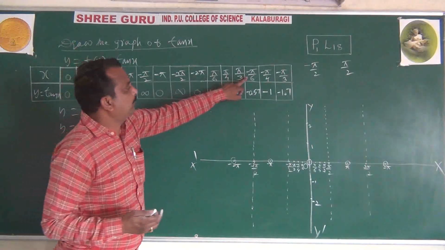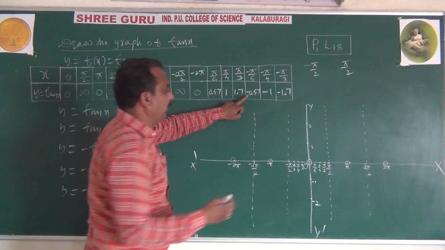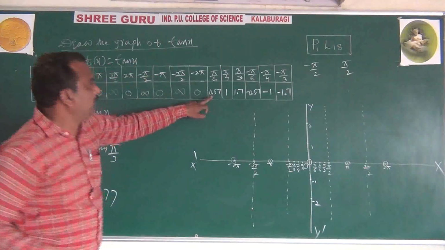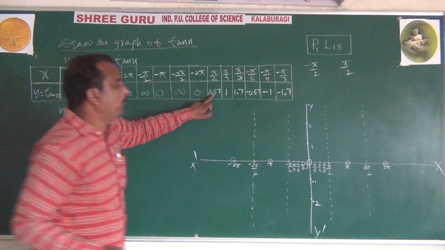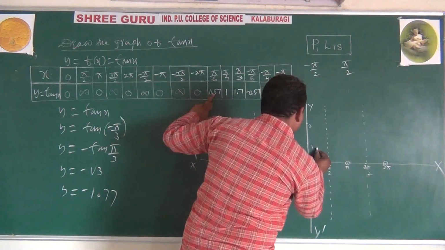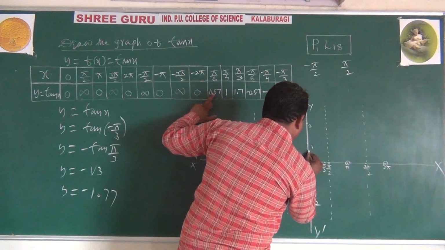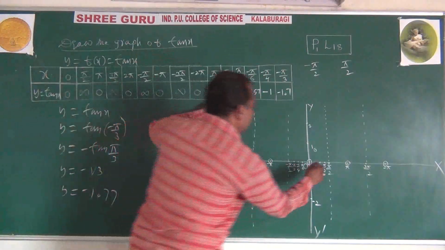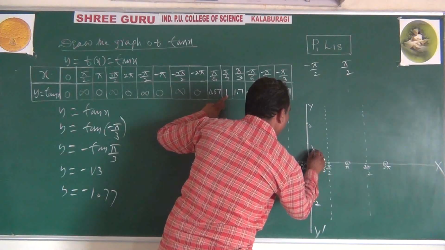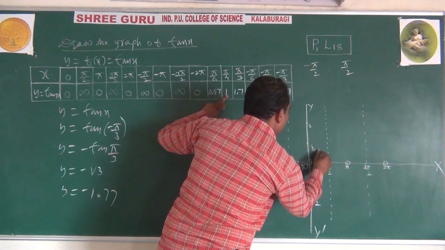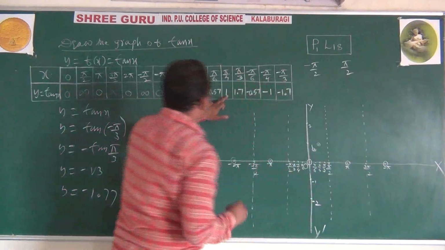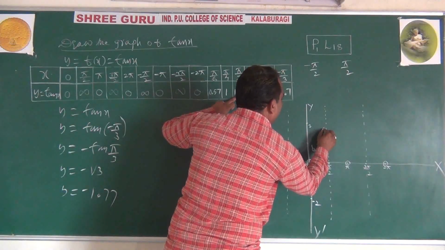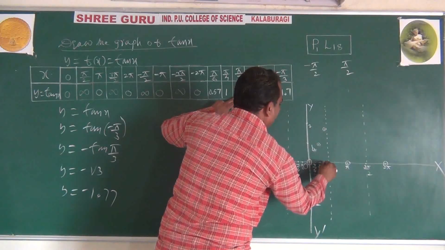Now let us see minus pi by 6, minus 0.57. What is it? For minus pi by 6, first we are making positive values here. Pi by 6, 0.57 means more than half it is, 0.6 approximately. Here half it is. Then here I will take the structure. I will mark here. Pi by 4, what is it? 1 it is exactly 1. Yes. Then pi by 3, 1.7 it is, near to 1.7.